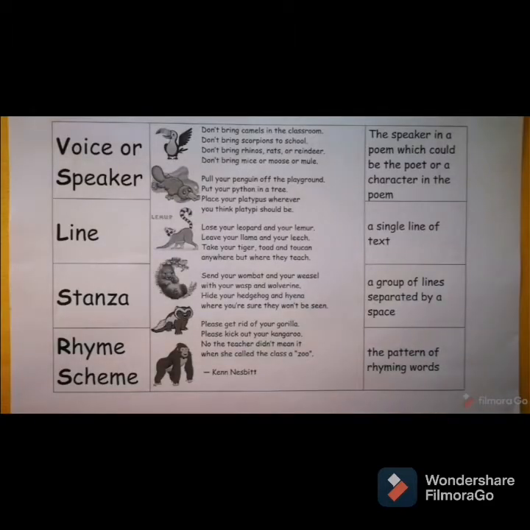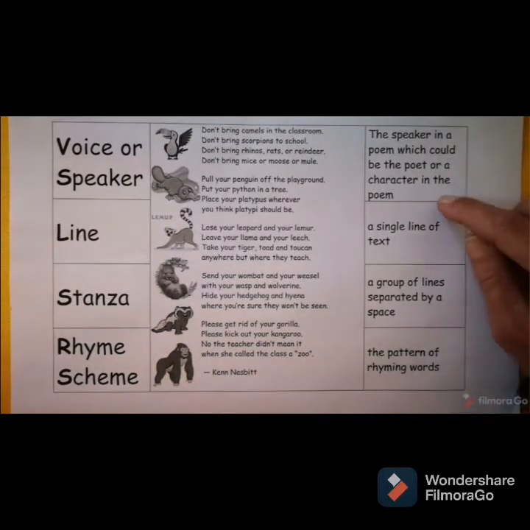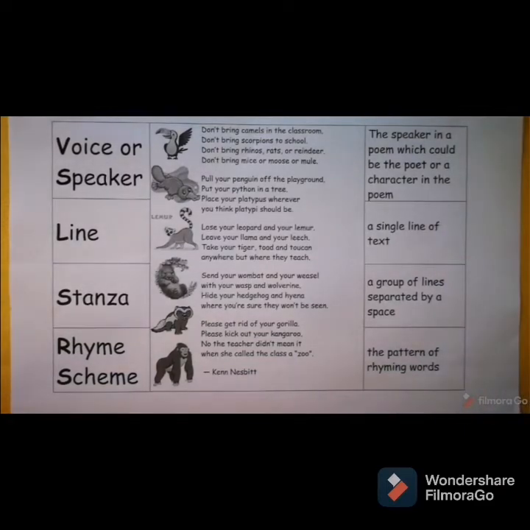Now that we've read the poem, we're going to look for the voice or the speaker. What is the voice of the speaker? The speaker in the poem could be the poet or a character in the poem. So let's see, in this poem, which one will it be? Is it going to be the speaker in the poem, which is the poet himself? Is the poet the voice? Or is he talking in the voice of the character?